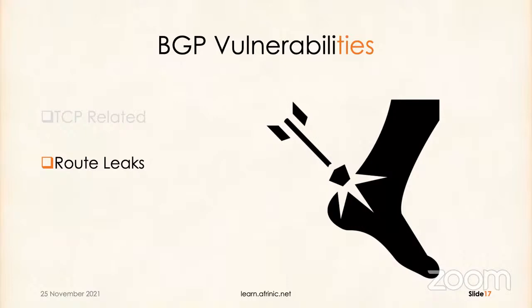Now that's harmless, but the return traffic, the offending AS might not have the capacity to route that or handle it, and they might just be dropping it. So they create a black hole indirectly. So that's for route leaks.